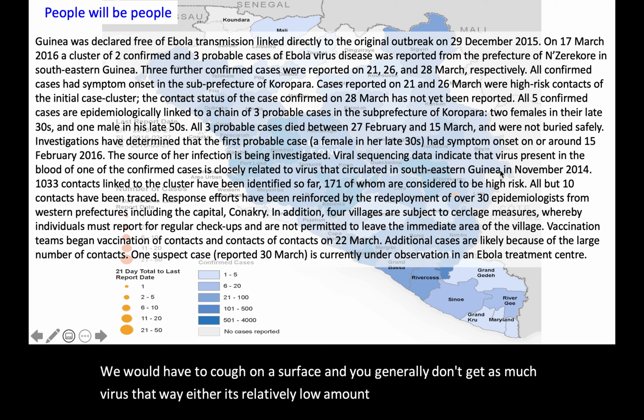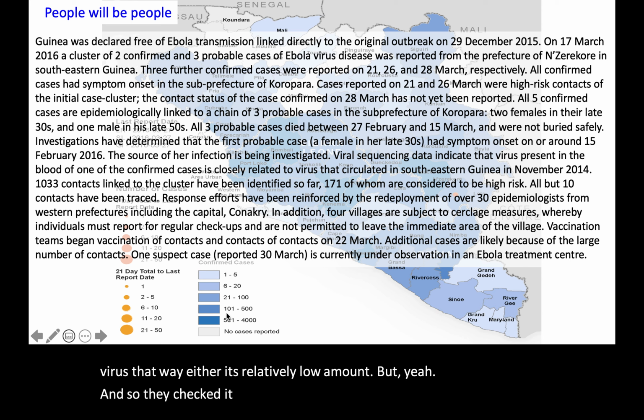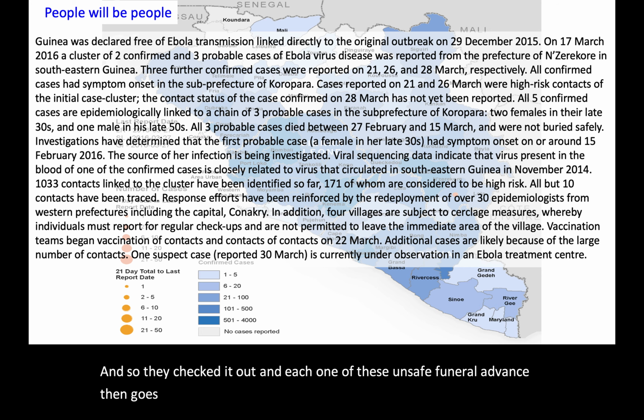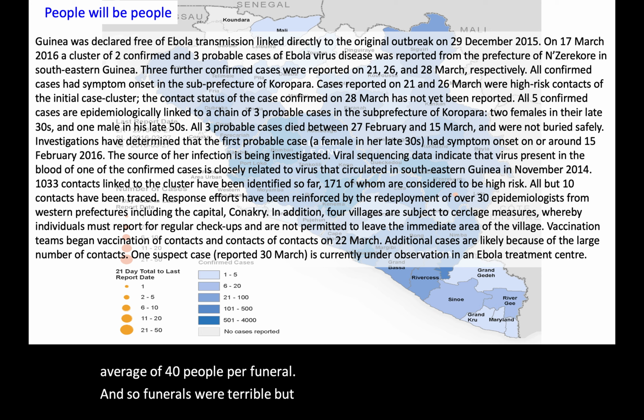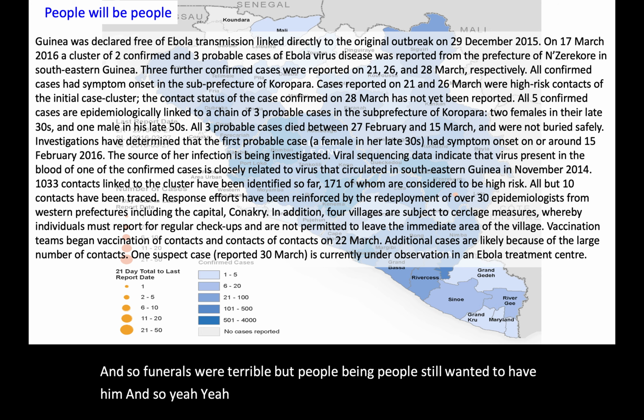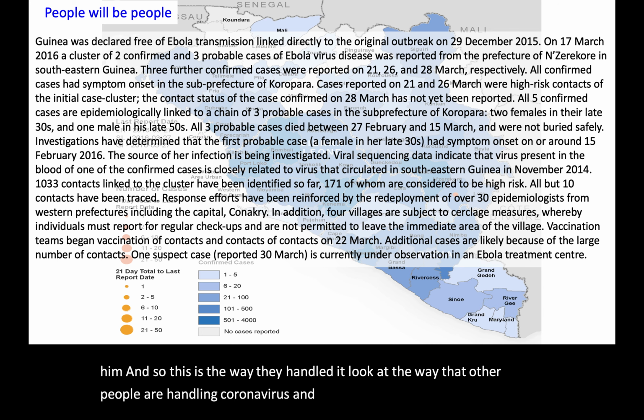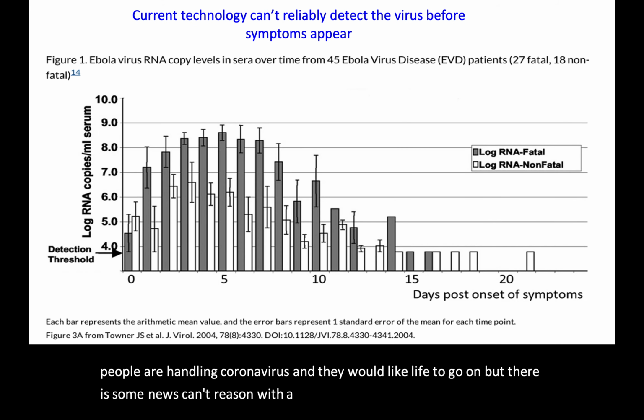But yeah, and so they checked it out, and each one of these unsafe funeral events then goes on to spread. And it ends up spreading to something like an average of 40 people per funeral. And so funerals were terrible, but people being people still wanted to have them. And so, yeah. This is the way they handled it. Look at the way that other people are handling coronavirus, and yeah, they would like life to go on, but there's some you just can't reason with a virus. Yeah, there's some things you can't do.